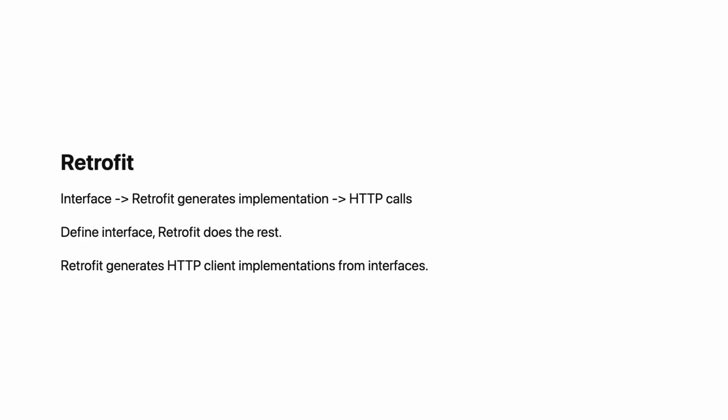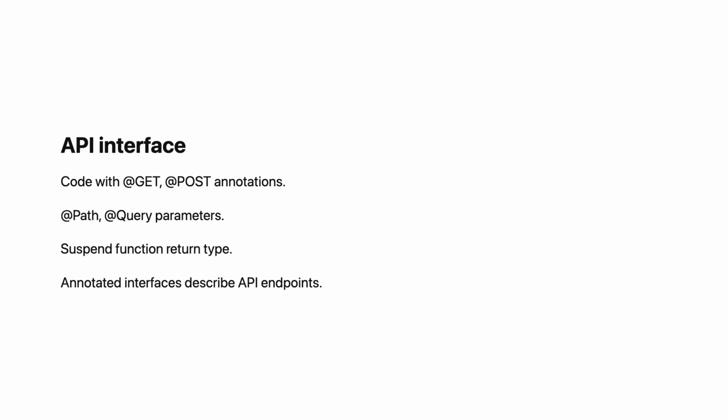We use kotlinx.serialization. Describe your API as an interface. Interface UserApi: @GET("users") suspend fun getUsers(): List<User>, and @GET("users/{id}") suspend fun getUser(@Path("id") id: Int): User. @GET, @POST, @PUT, @DELETE mark the HTTP method. The string is the path, combined with the base URL. The return type is parsed from JSON. Suspend makes it non-blocking.